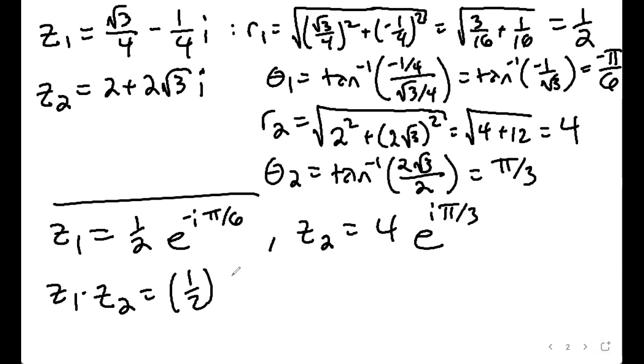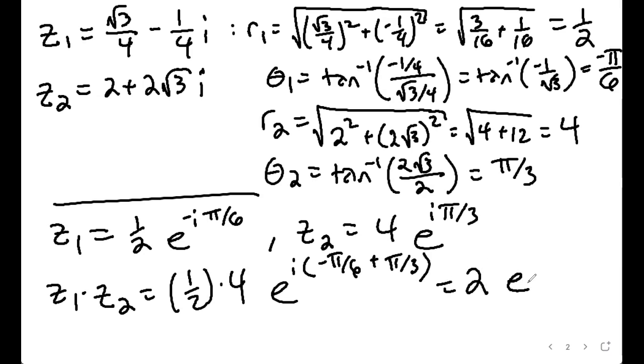All right, let's explicitly do 1/2 times 4 e to the I. So theta 1 is negative pi over 6 plus theta 2 is pi over 3. And so this ends up as 2 e to the I pi over 6.